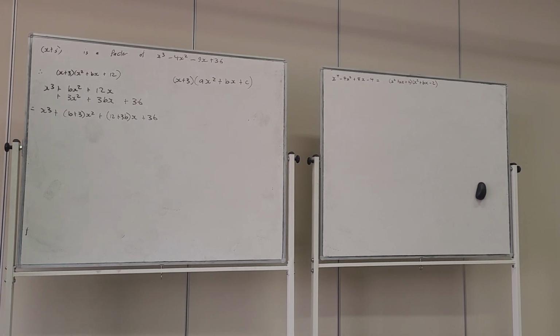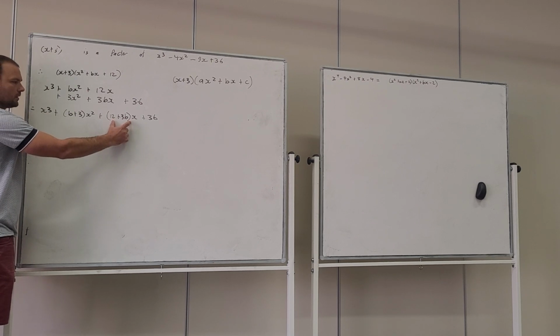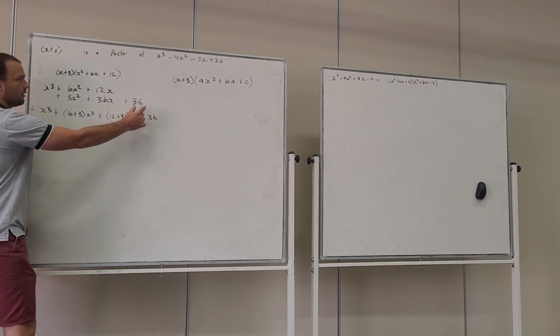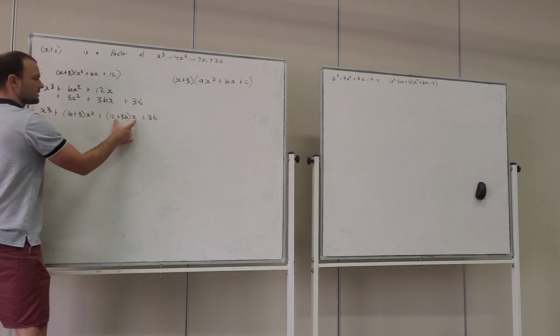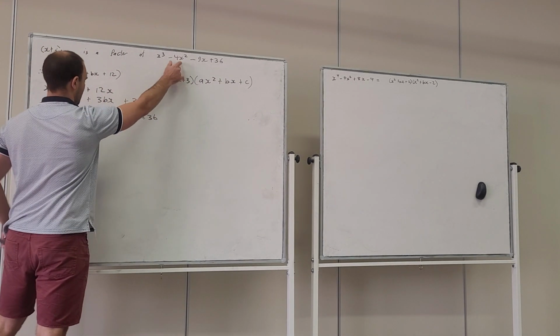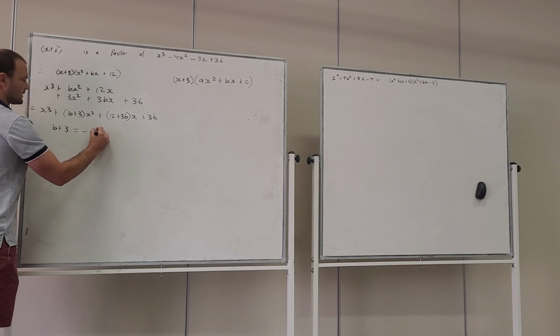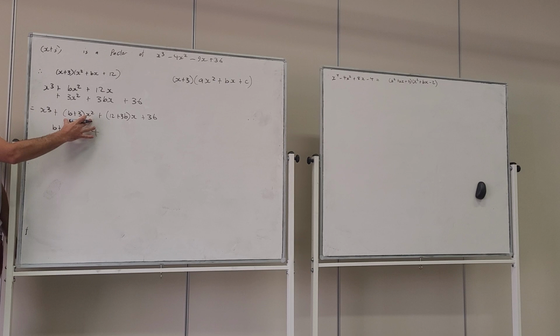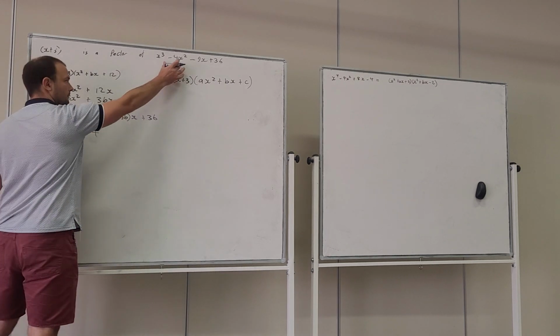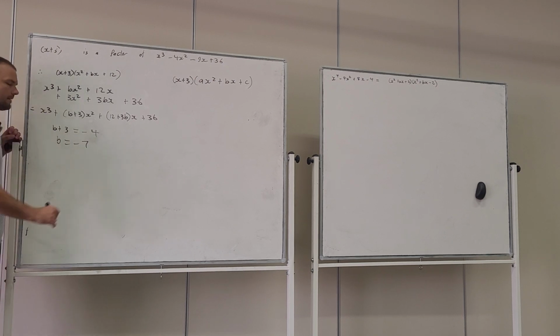we have 2 procedures for solving b. We can take this one and equate it with the 9, the coefficient of x, or we can take this one, b plus 3, and equate it with the coefficient of x squared. So let's do that. b plus 3 equals minus 4. b plus 3 times x squared is equal to the minus 4 lots of x squared. So therefore b is minus 7.